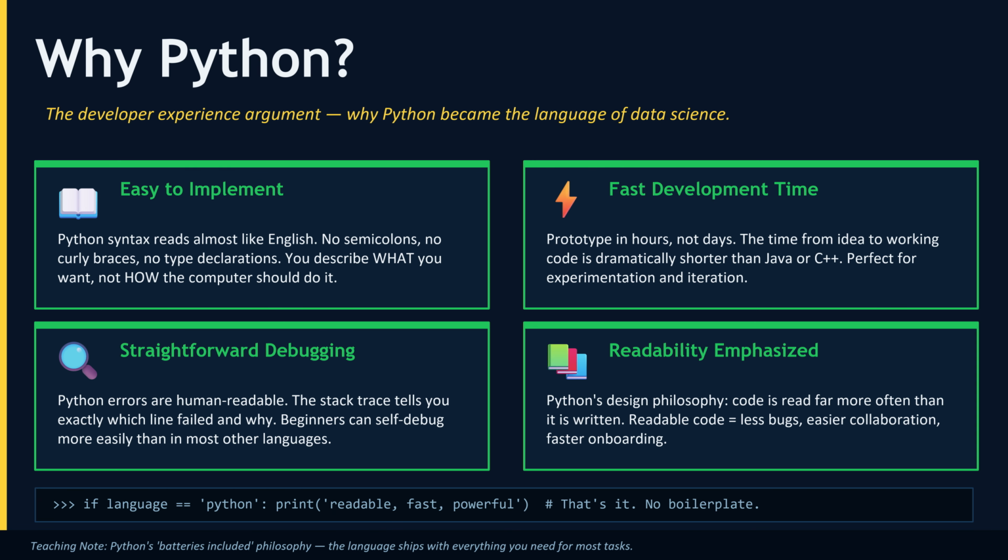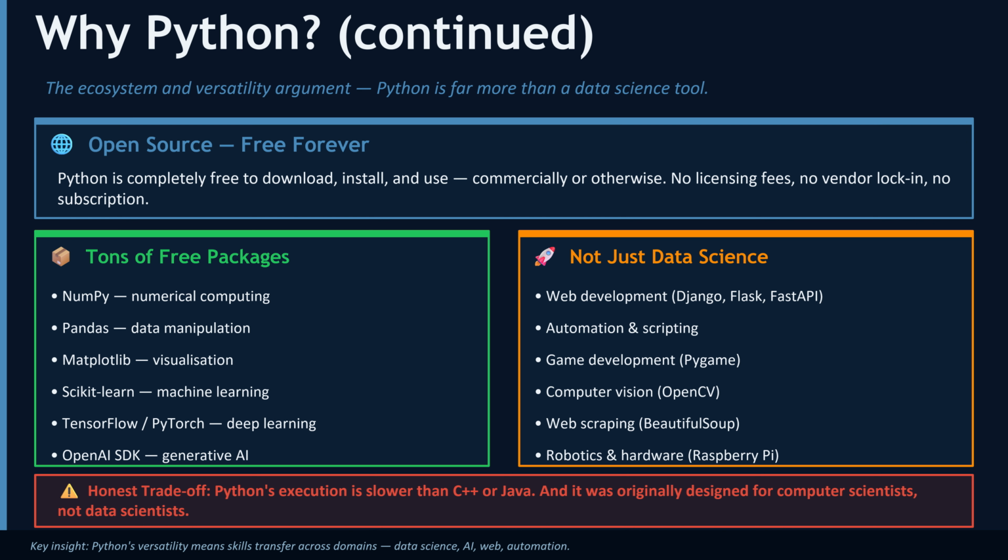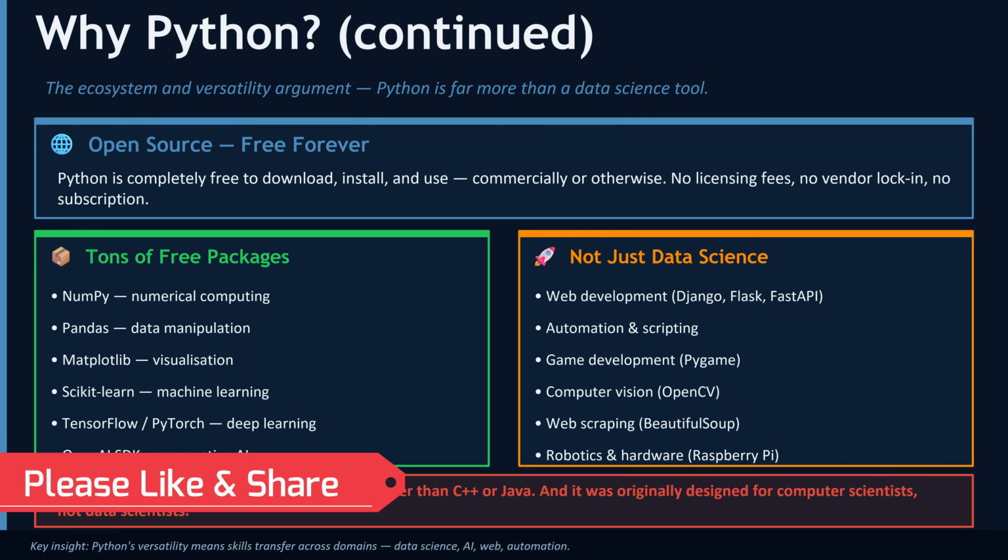Python is beginner friendly by design: easy to implement, fast to develop, straightforward to debug, and built around readability. Open source, vast package ecosystem, versatile beyond data science. Honest trade-offs acknowledged. This is Python's ecosystem.